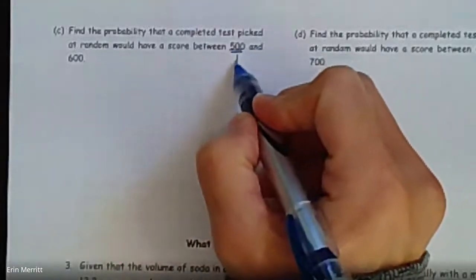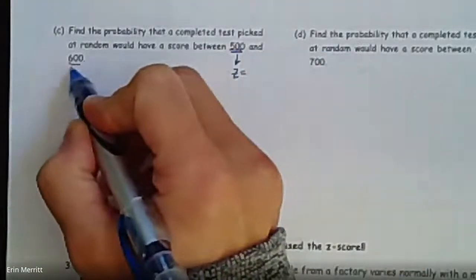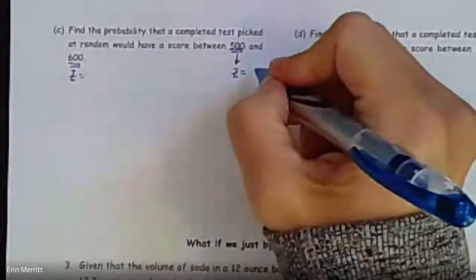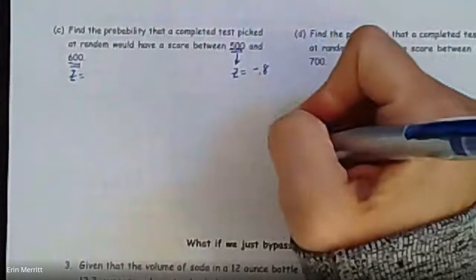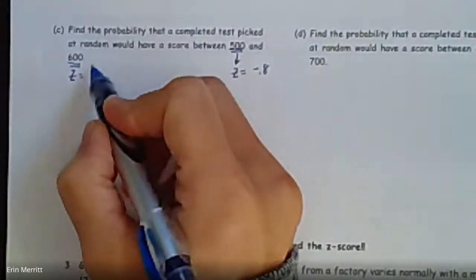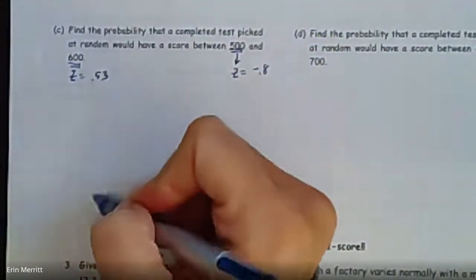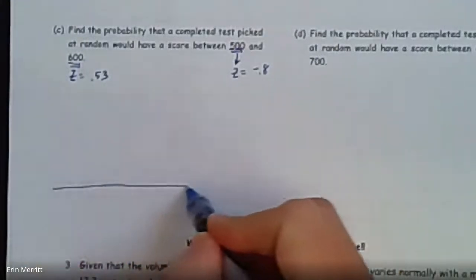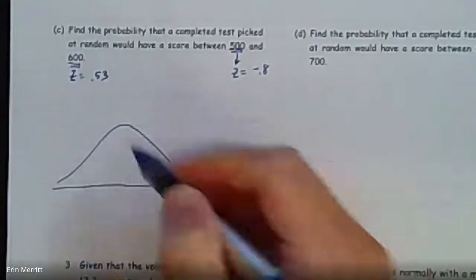You would calculate the z-score for this guy, calculate the z-score for this guy. Now, if you trust me, I'm going to shortcut a little bit and I will let you know what those z-scores are. The z-score for the 500 is negative 0.8 because we just did that one. The z-score for the 600 comes out to be about 0.53. All right. So when you're looking for the scores in between those, again, show the visual.